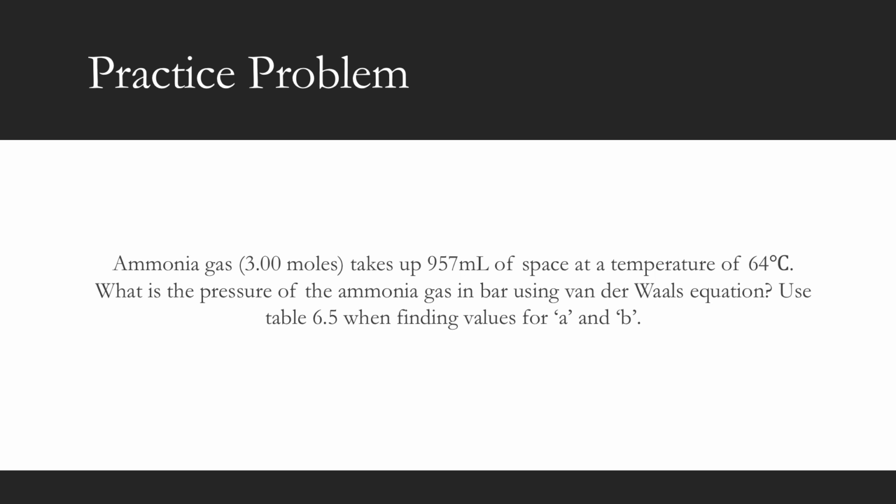The key thing to remember when doing these questions is to really watch your units, or else your calculations may be off. Table 6.5 gives us the van der Waals constant in bar times liters squared over moles squared for A and liters per mole for B, and we want our final pressure to be in bar. So that's very important to keep in mind when we attempt this practice problem.